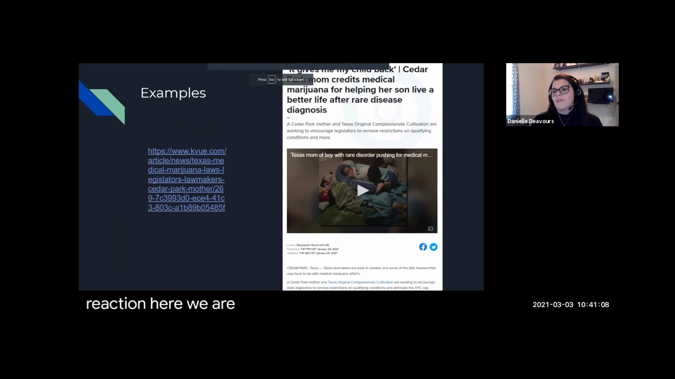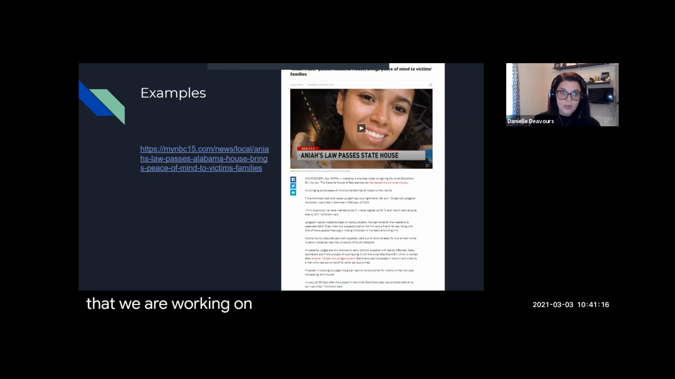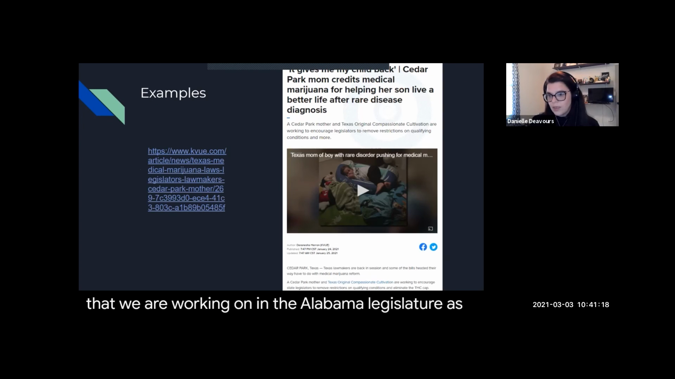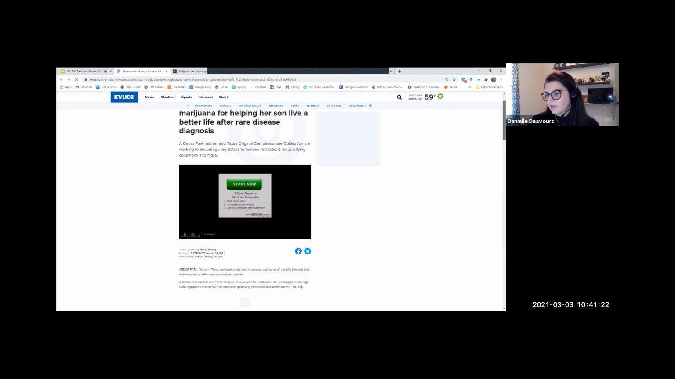We also have this story about a medical marijuana law being passed in Texas. This is something that we are working on in the Alabama legislature as well. So let's look real quick at this one. I know we're wrapping up on time here.